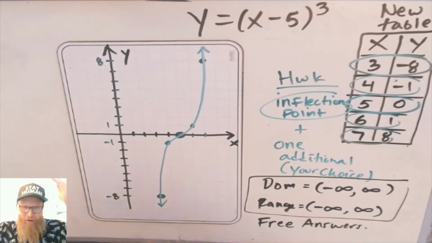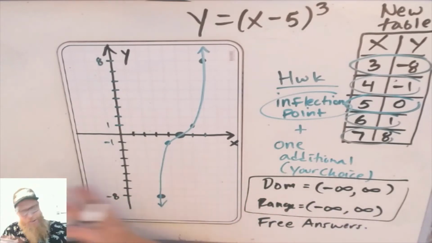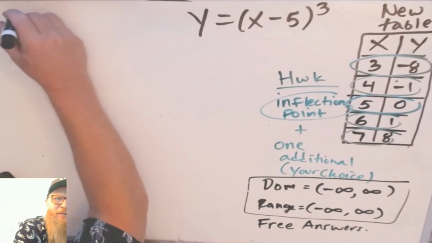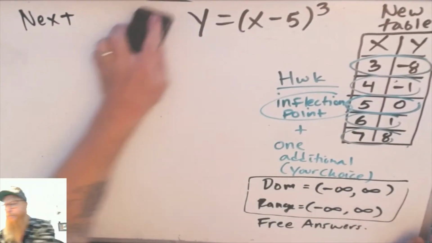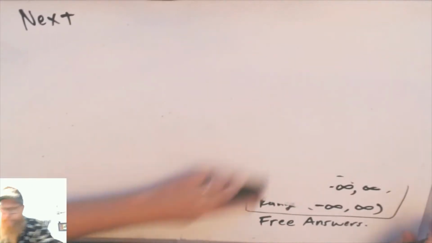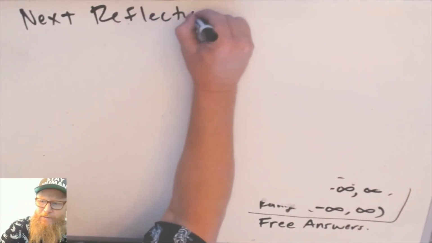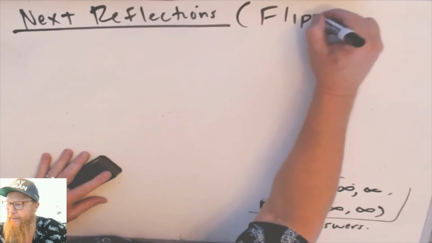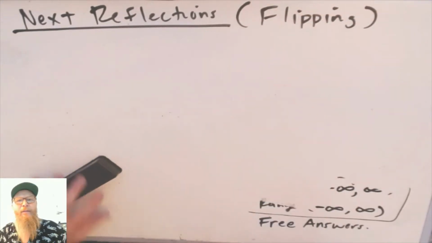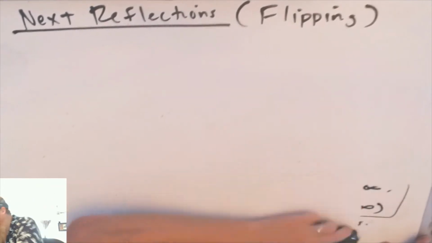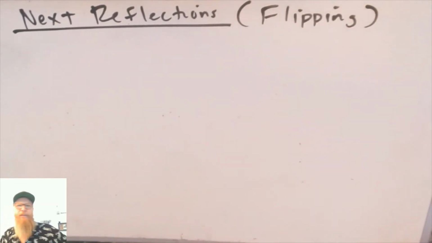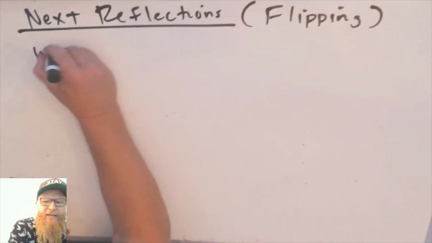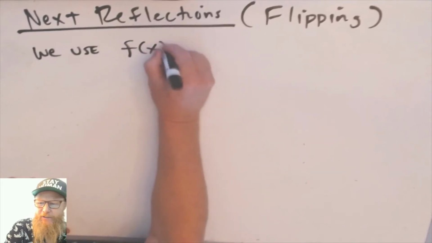So we've done the vertical shifts up and down, horizontal shifts left and right. Next, reflections. Reflections are also called flipping. Or some people just say flip or flips. And in this section, we need to use the f of x notation.